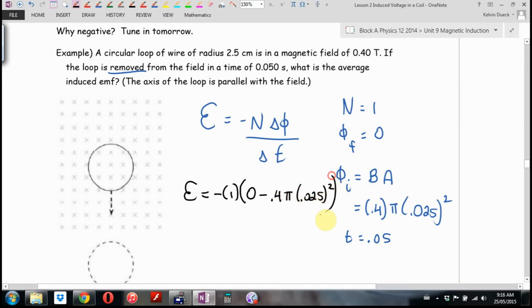0.025 squared all over 0.05. You could do the change in flux first separately, Carly, inside a bracket if you want to, and then use your answer button. Or you guys can go all in one fell swoop. I really don't care. If it's more complicated, if one of the fluxes isn't 0, then I'll crunch it separately.